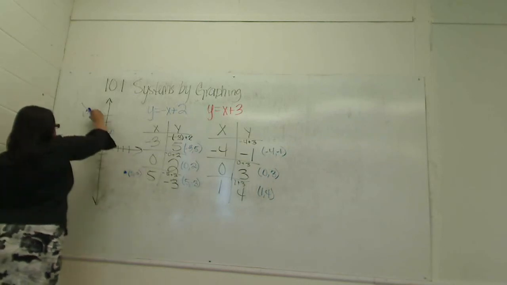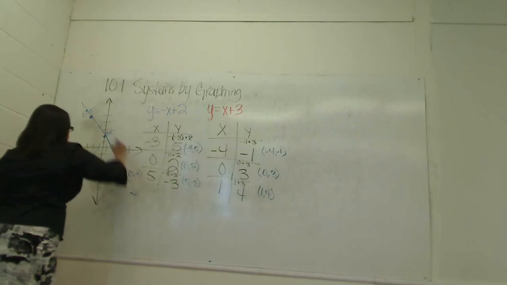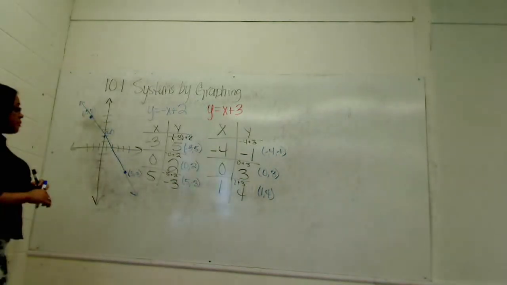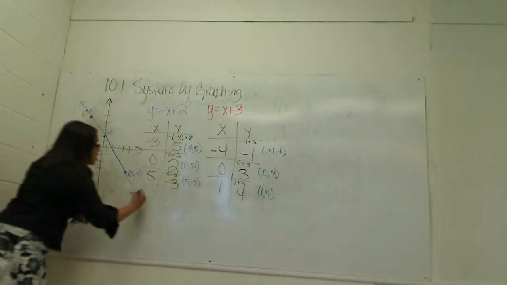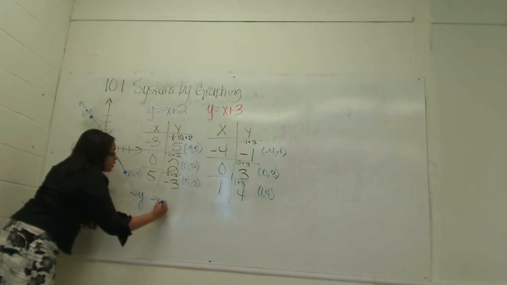Connect your points with a line. Alright, connect your points with a line. And that's the equation, y equals -x plus 2.